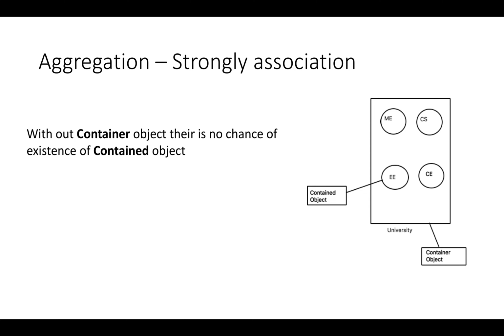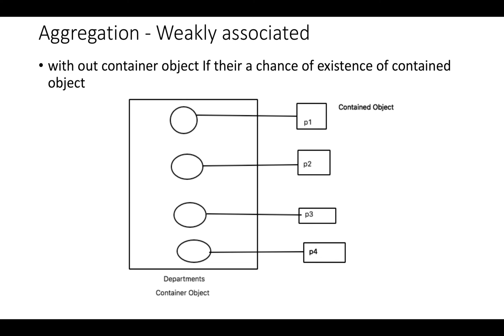So this type of relationship, which is strongly associated, is called composition. Without the container object there is no chance of the contained object existing. Whenever this type of situation occurs, we can call these two objects strongly associated with each other, and this relationship is composition. So what is aggregation? It's a weak association.